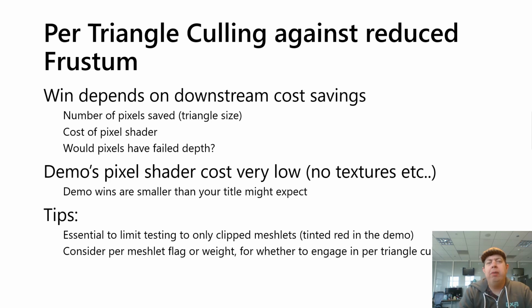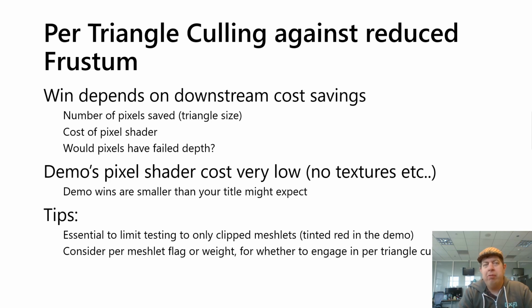So what about doing per triangle culling against a reduced frustum? And again, as happens time and again with mesh shaders, the win you get depends, and that word depends keeps coming up. It depends on the amount of pixels that you've saved, and it depends on the cost of the pixel shader and whether those pixels would have failed the depth test.